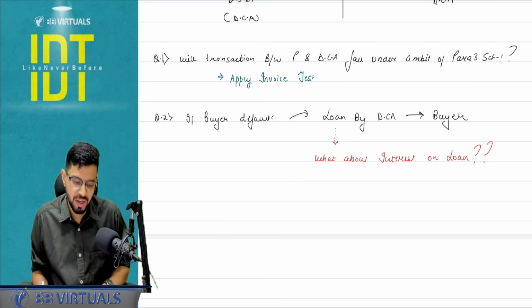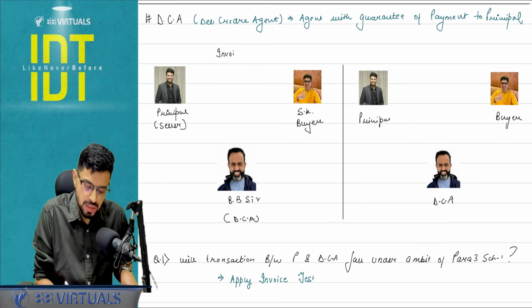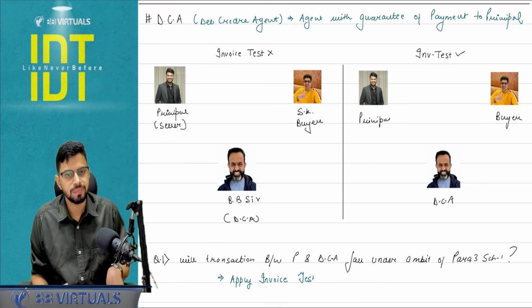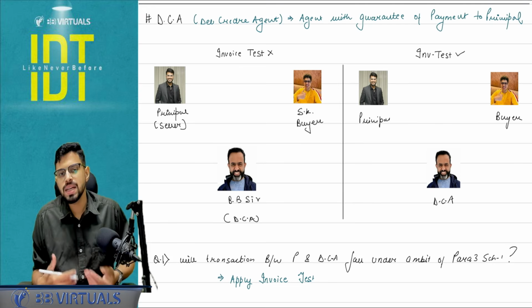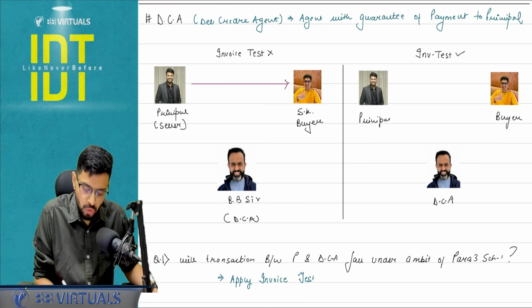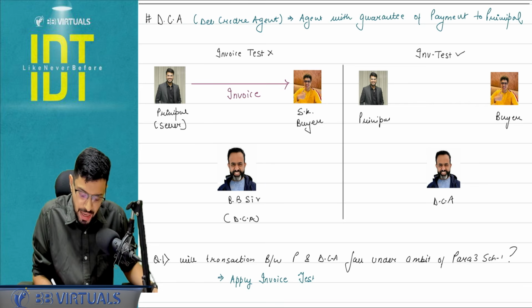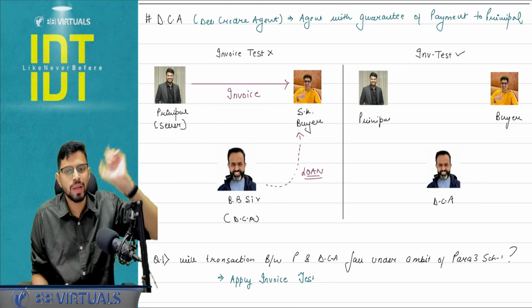Now forget what clarification was given by the department. Let's understand from a field factor point of view. In step number 1, suppose we say that the invoice test is not passed. In case number 2, you assume that the invoice test is passed. Sir, what does it mean that the invoice test has not passed? It means the supply is given by the principal to the buyer. The invoice is issued directly by the principal to the buyer. And here BB sir has given a loan to the buyer for payment to the principal.